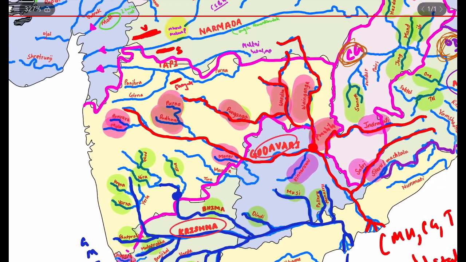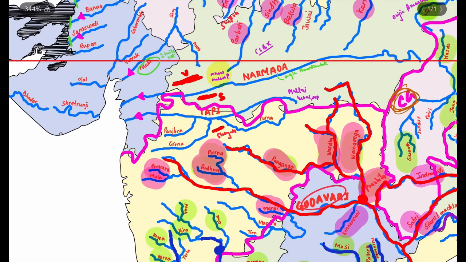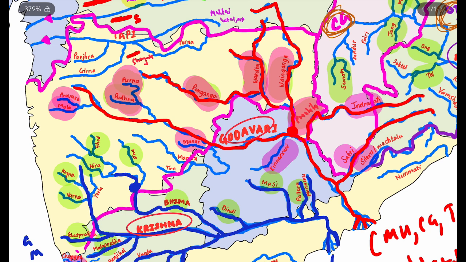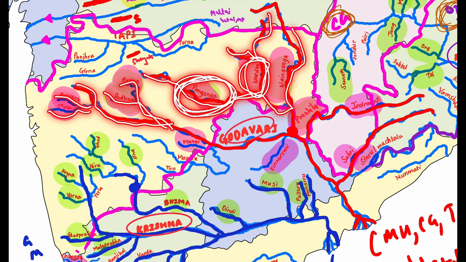Here we are with our Godavari. Mulla, Parva, Dudha, Purna are not that important. Pain Ganga is very important. We need to know that Pain Ganga is related to Dakshin Ganga, and Dakshin Ganga is Godavari. Vardha is also very important. Vardha, Vain Ganga, Pain Ganga, Pranhita. These are all left bank tributaries.